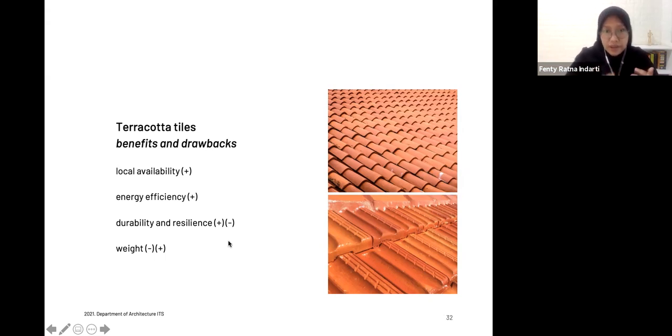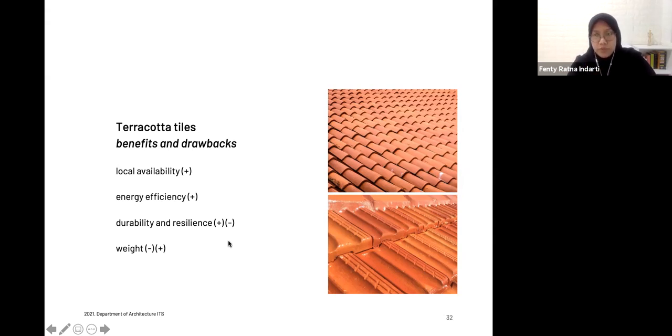And then the last one about the benefits and the drawbacks is about the weight. It becomes the minus and also plus. The minus is, of course, it is heavy compared to metal roofing. And this one becomes minus because if it is heavy, then it will add more load, or gravity load, for the structural element underneath it.